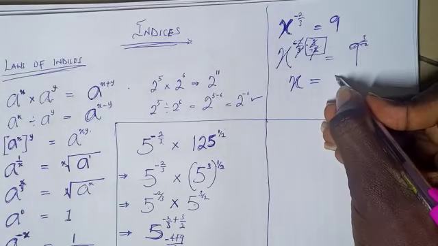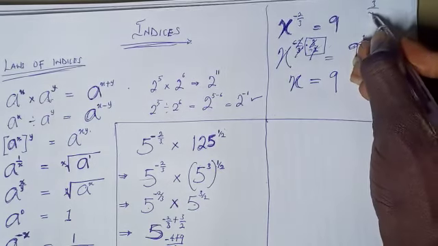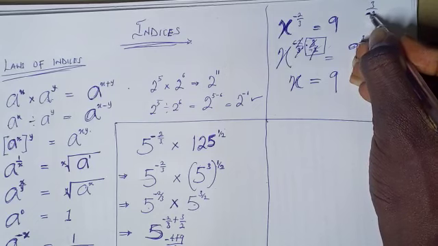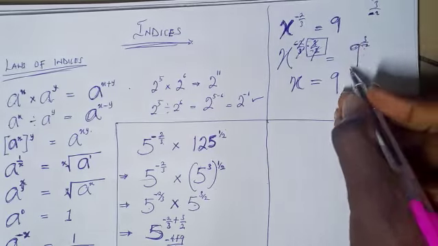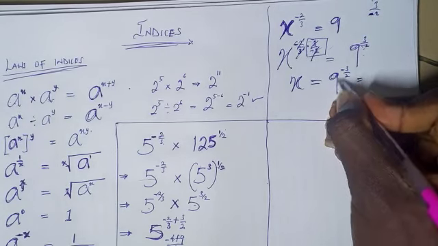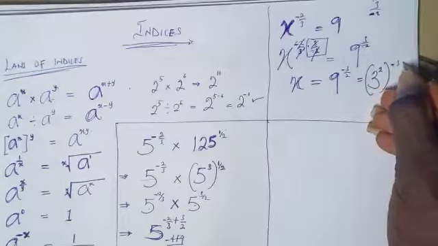Then here we have 9. Now since I'm having 9 raised to the power of 3 over minus 2, in fraction, you can't just write a negative index as a denominator, you bring it up. So that will be minus 3 over 2. And then the next thing is this 9 here is 3 squared, right? Then remember that we still have minus 3 over 2.